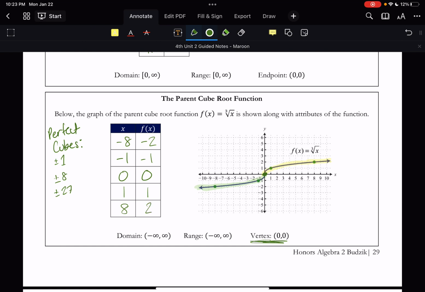So when you're trying to pick the x values to find the coordinates to plot your points, you want to think of values that are going to get you those perfect cubes. So that way when you take the cube root, you get whole numbers.